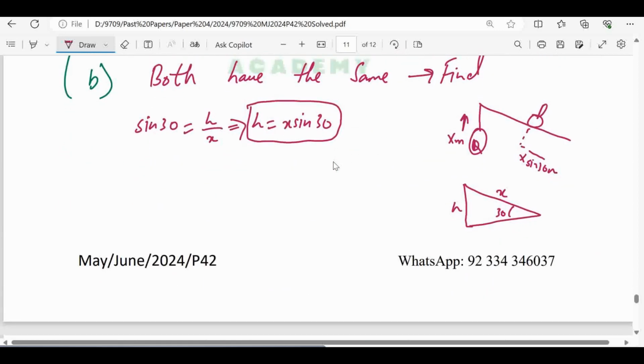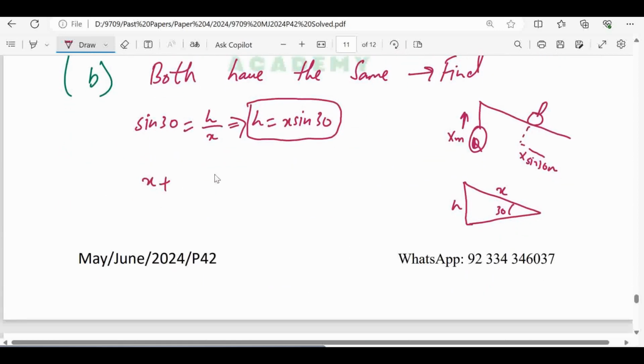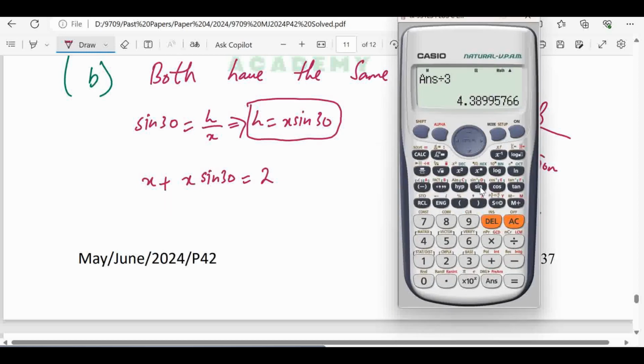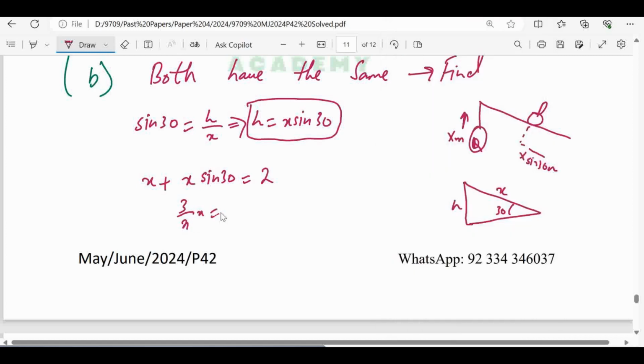It was given in the question, so we can write it as x plus x sine of 30, where x was the distance covered by particle P and x sine of 30 was the distance covered by the other particle. Let me simplify it: sine 30 will be equal to 1 by 2. So we can say 1 by 2 plus 1, it will be 3 by 2. So 3 by 2 x is equal to 2, which means x is equal to 4 by 3 meters.